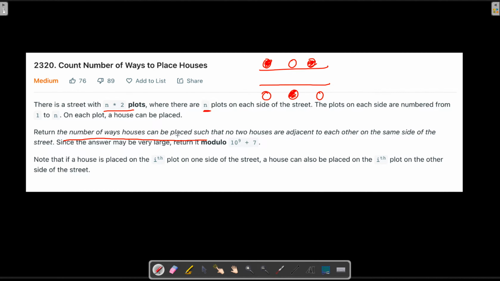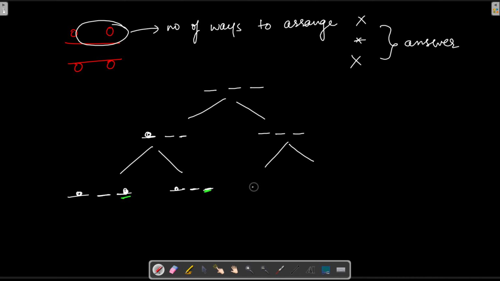Now in this case, again, let us see. So this is already considered. Now the second spot we are considering. So I put a house here, and in this case, I put no house. So because there was no house here, there was no restriction, and we could directly put a house in this case.